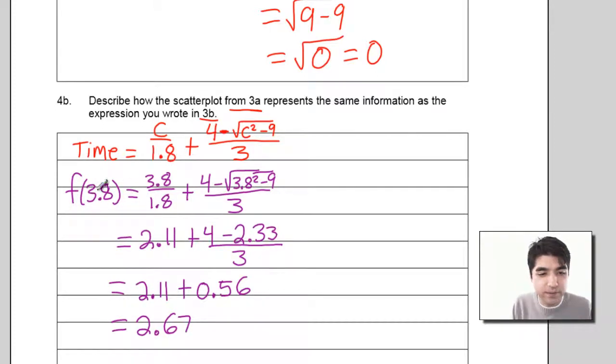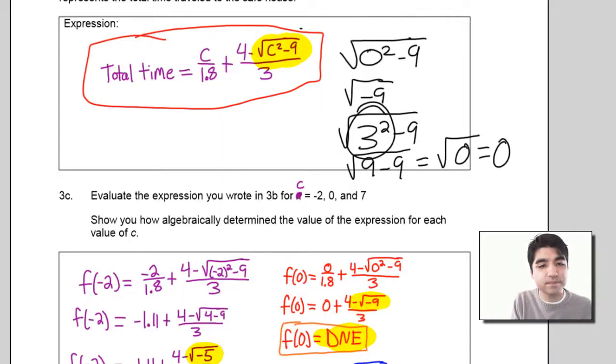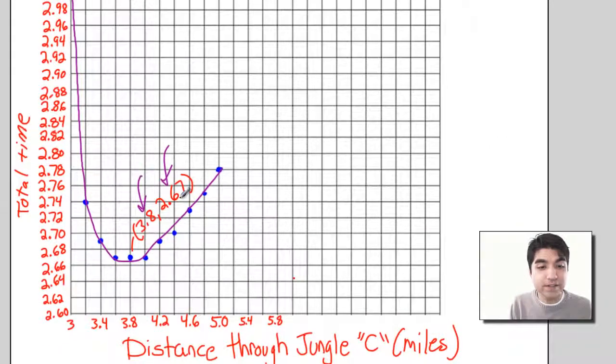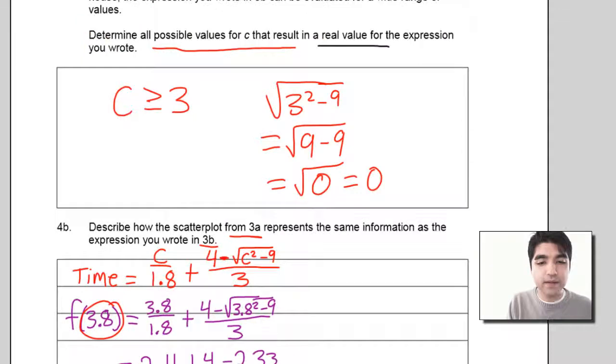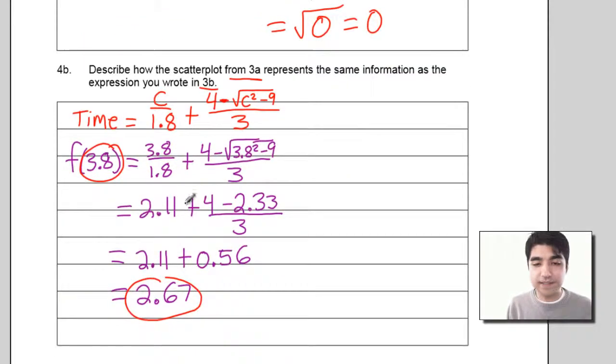Okay, so we put in 3.8 and we got out 2.67, which compares to our graph here. So our equation is a good model of what we have going on in our graph. So let's write that down.